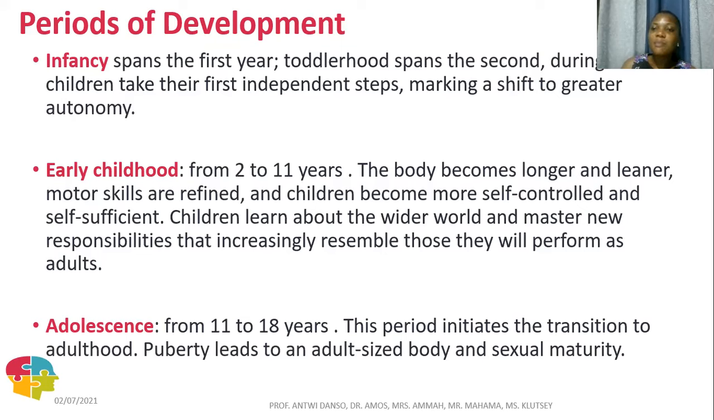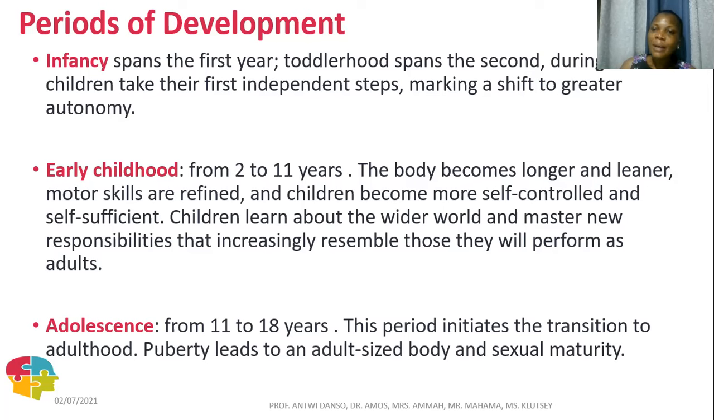Usually infancy spans the first 2 years. Usually people will call the first year infancy, and the second year they refer to as what? Toddlerhood. And so during the first 2 years, the child's well-being usually relies on, or it depends on what? The caregiver. So the caregiver is the one that bats for the child, ensures that the child feeds properly and cares for the child in terms of grooming, etc.